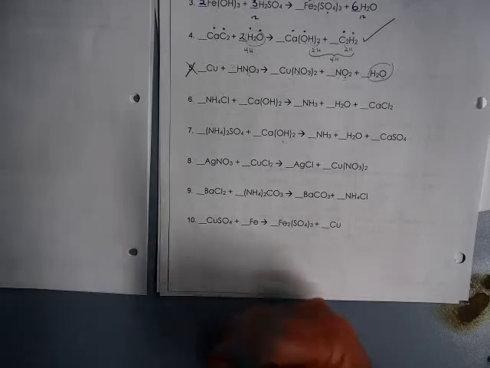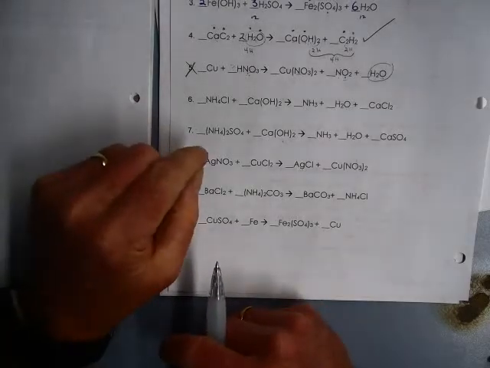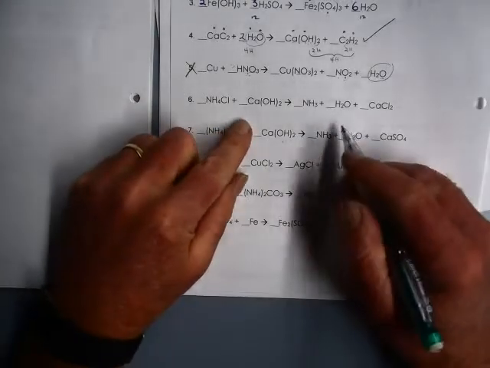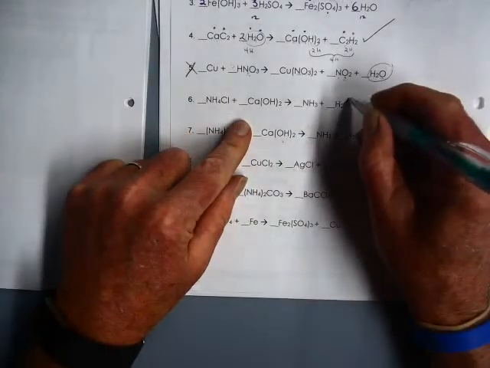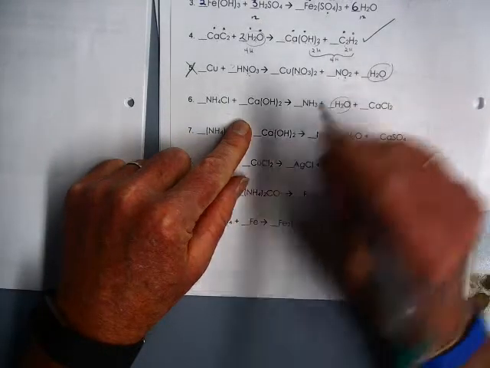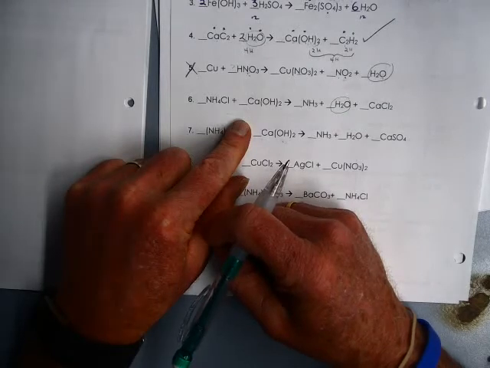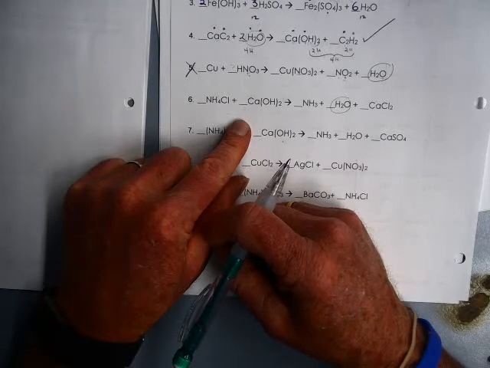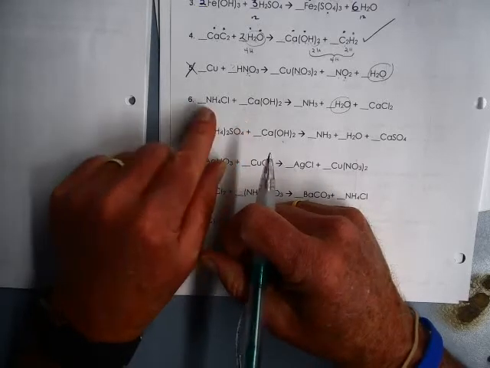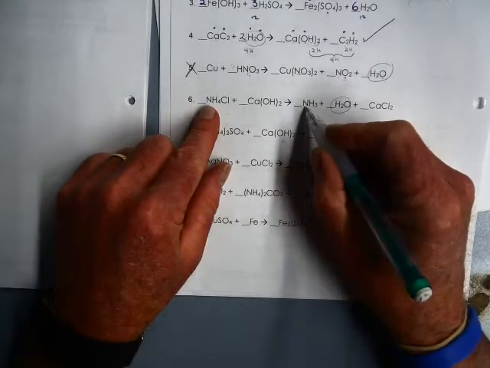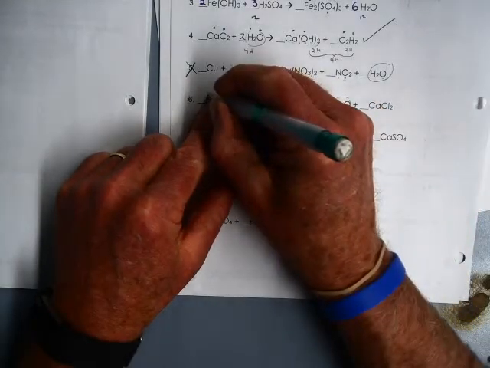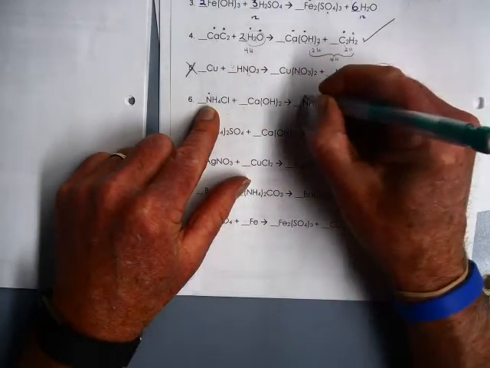Let's do one of them anyway. See how far we can get. So here we go. We've got water, so I'm going to do water last. He's going to be last. What do I have to deal with? I've got nitrogens, chlorines, and calciums. So I've got 1 nitrogen here, 1 nitrogen here. At this point, this looks to be balanced, but I'm not positive.